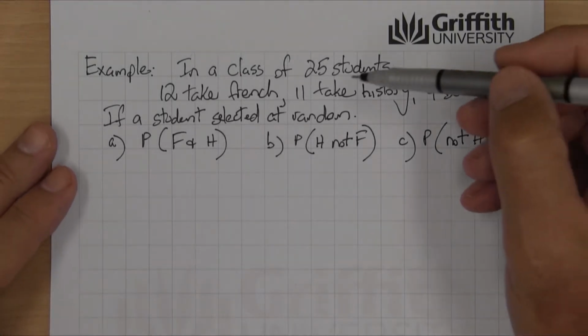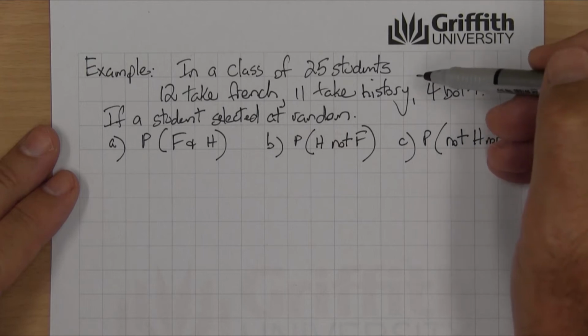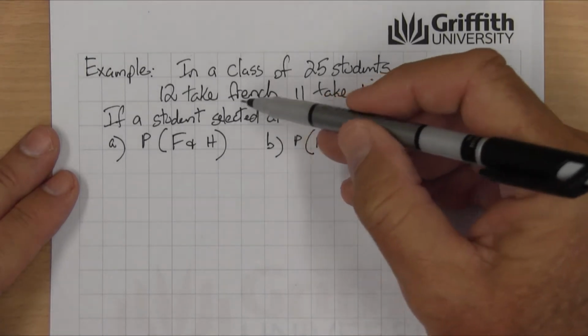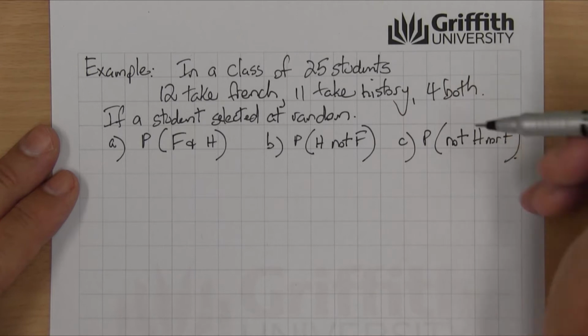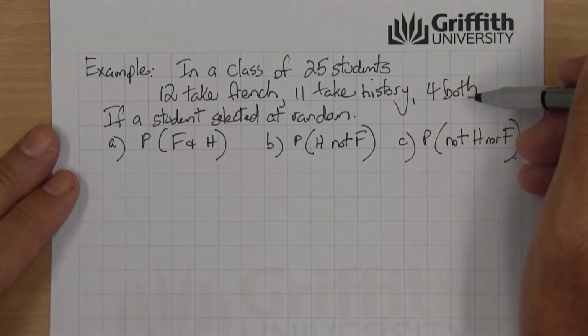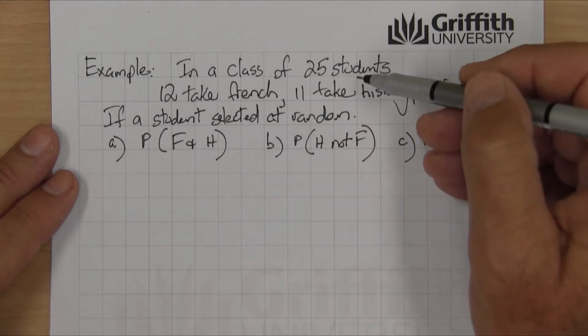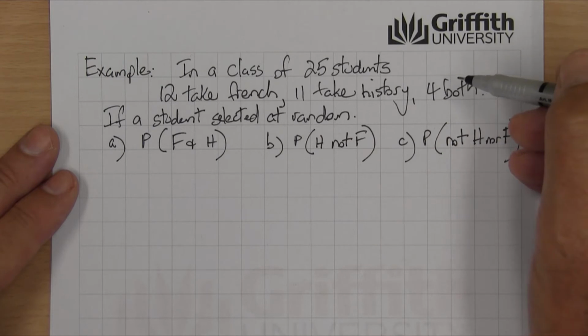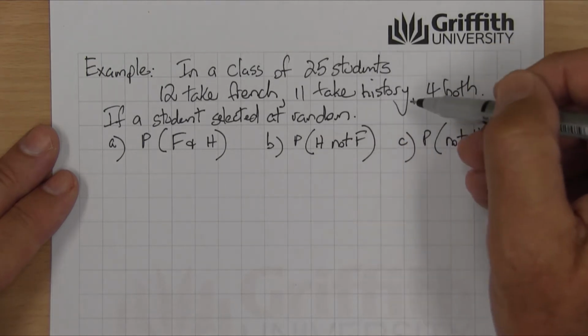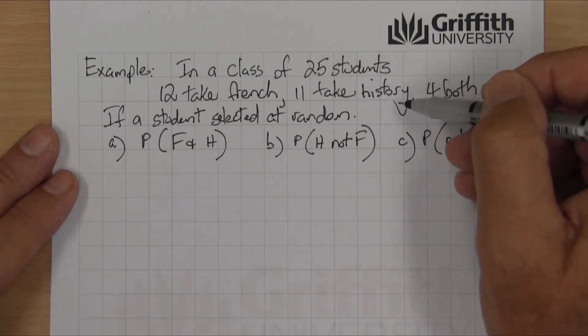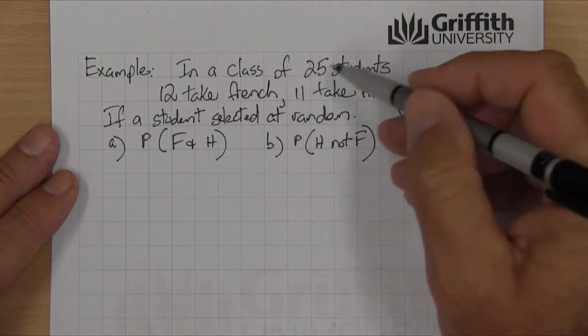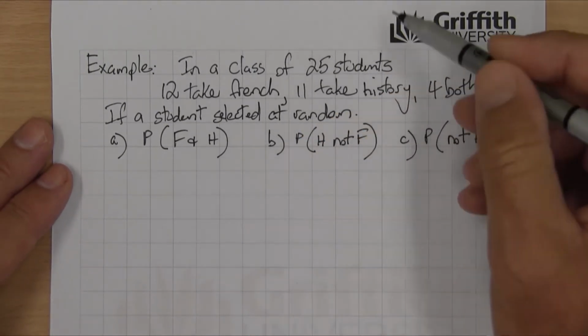Here we have an example where we've got a class of 25 students. We know 12 take French, 11 take history, and 4 take both. And straight away you can see that if you add those up, you're going to get 27, which is not 25. So there's something going on here that we're going to have to work through. So it's not just simply a matter of writing these answers down.